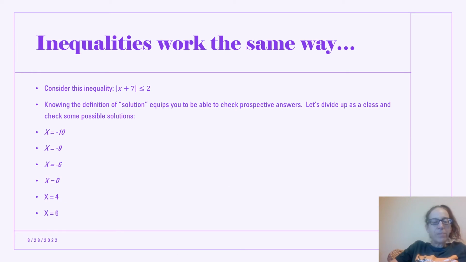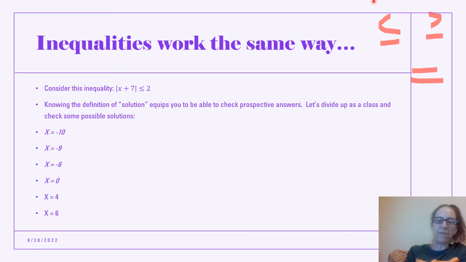All right. So let's take a look at inequalities. So inequalities, if you recall, are your less than, equal to, greater than or equal to. Now we say greater than or equal to. Basically what you're looking at there is the bottom of the equal sign.